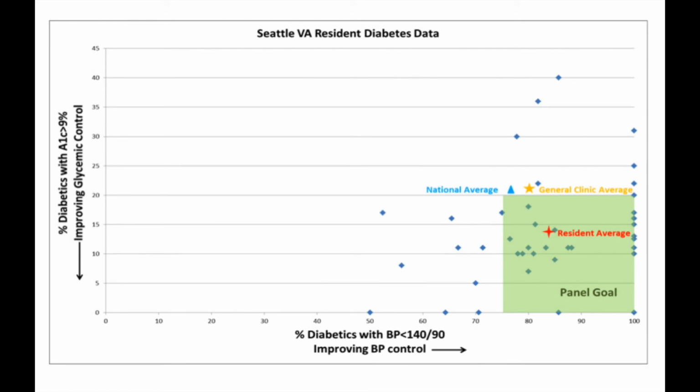You will also receive periodic panel reports. Here's an example of one. Each blue dot represents a patient panel. On the x-axis, the percent of panel diabetics with well-controlled blood pressure is listed. The further the right, the better. On the y-axis, the percent of panel diabetics with an A1C greater than 9% is listed. The lower the better. The green box in the bottom right-hand corner of the graph is the general target for all panels. With these graphs, you can track your panel over time, aiming to be in the green box.